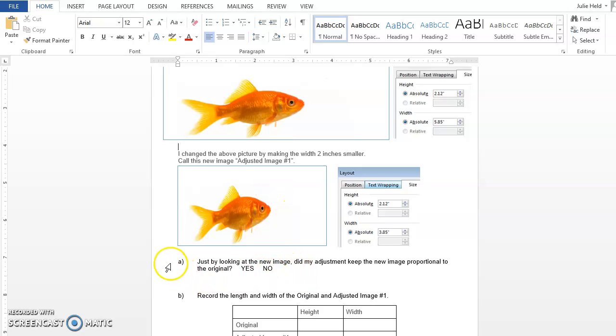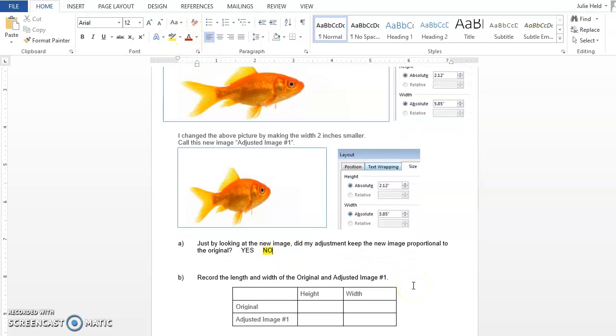Just by looking at this, now I'm looking at part A. By looking at the new image, did my adjustment keep it proportional to the original? My hope is that you're thinking that no, it did not. That should be the correct answer. Highlight it. Just by inspection, we can tell the fish got smushed.